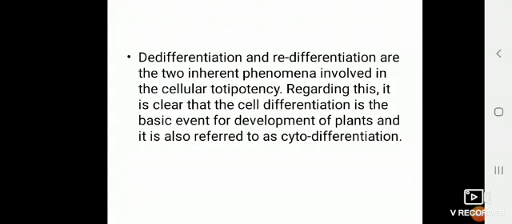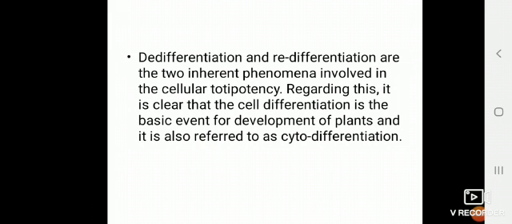That is the explant, mature, non-dividing and differentiated cells. That is the differentiation process. The callus, that is undifferentiated and meristematic cells, goes through a redifferentiation process. That is new plants and dedifferentiation, etc. Dedifferentiation and redifferentiation are the two inherent phenomena involved in cellular totipotency.